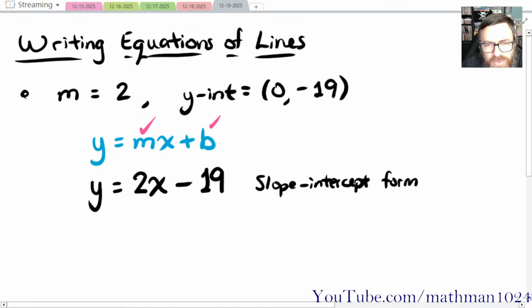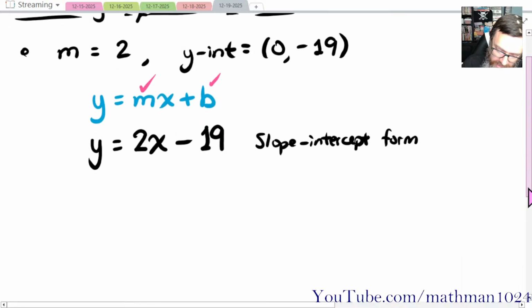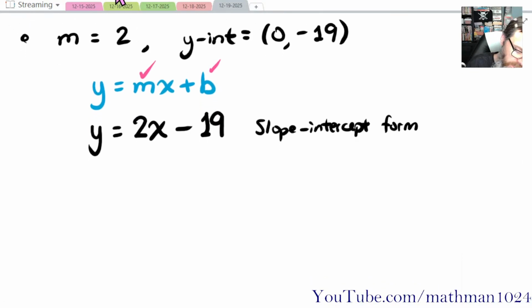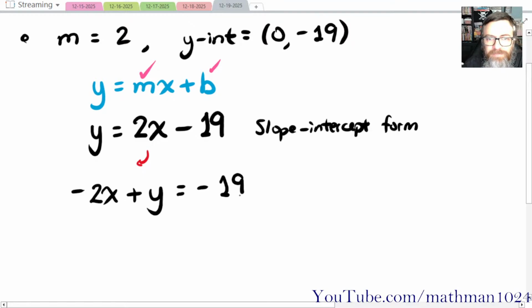But sometimes we may be asked to write this in the standard form. So standard form means x's and y's are on the same side, and the constant is on the other side. So let's try to get it to be that way. The easiest way to do that is to first move the variables all to the same side. Now when I move the 2x over, that becomes a negative 2x. And then we got plus y equals negative 19.